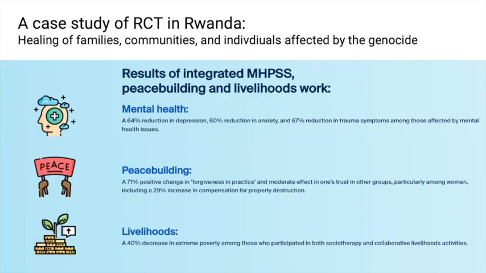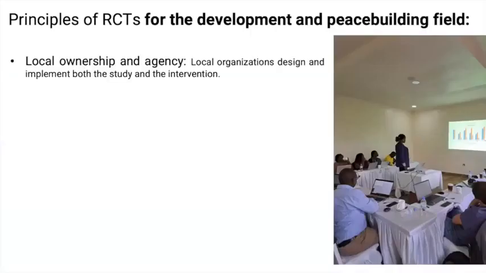So what was the percentage of people who didn't receive this intervention? What was the reduction in extreme poverty among those who didn't participate in these sociotherapy and collaborative livelihoods activities that I'm talking about? Only by doing an RCT and by controlling similar groups of people who received and who didn't receive this intervention can we confidently say that this is a policy that, for example, should be mainstreamed into national policy of Rwanda, should inform program design in other countries, and so on and so forth. Next slide, please. Thanks a lot.